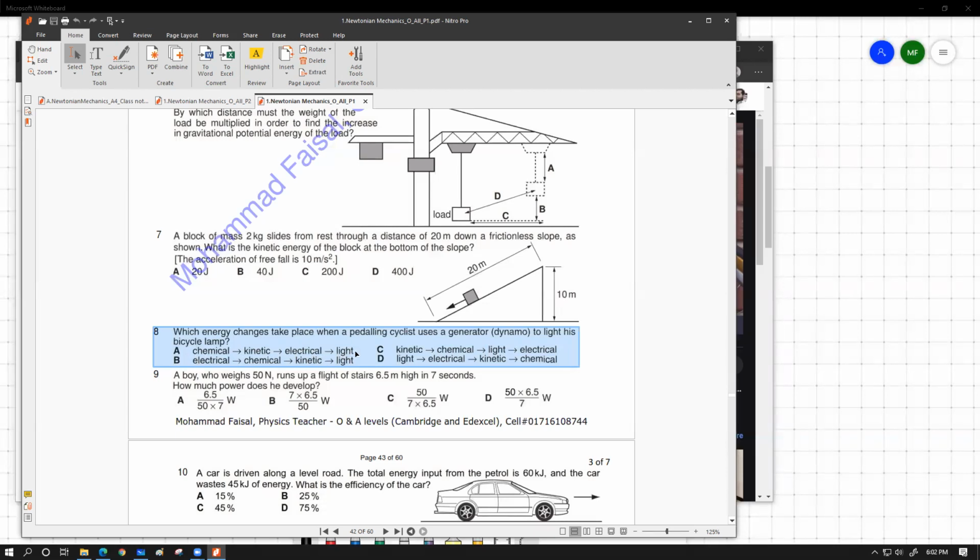However, it would have been better if they gave us light plus heat. Since they didn't give heat in any of the options, let's forget about the heat part. A is supposed to be the correct answer. The rest of the answers are not true because none of the other answers start from chemical. But the first form of energy available for this system was chemical energy stored in the muscles of the bicyclist. So A is the correct response.